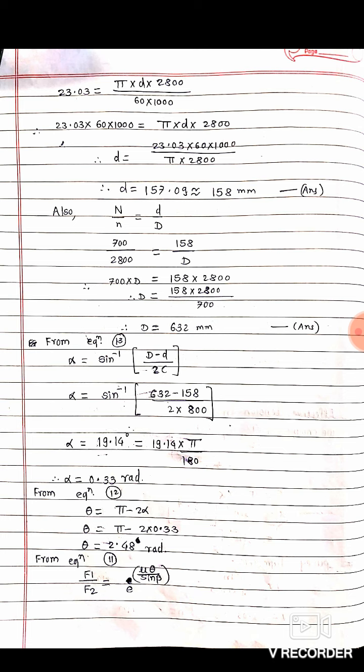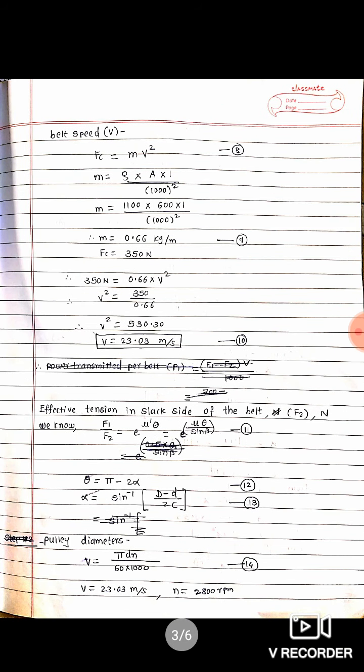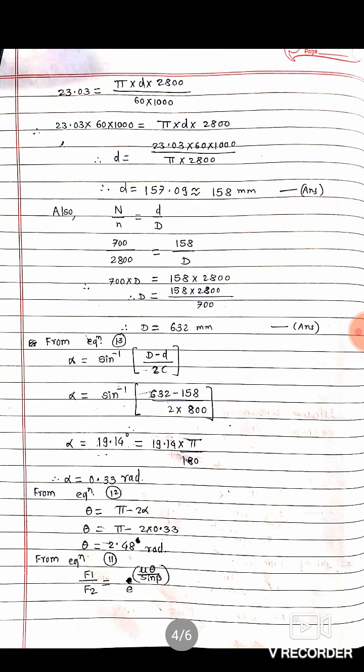Now we can easily find out the angle alpha. So we see the equation of alpha. Alpha is equal to sine inverse, in bracket, capital D minus small d divided by 2c. So here we substitute capital D, small d and c value, then we can get the angle alpha. Therefore alpha is equal to sine inverse of, in bracket, 632 minus 158 divided by 2 into 800. After calculating, we get alpha is equal to 19.14 degrees.